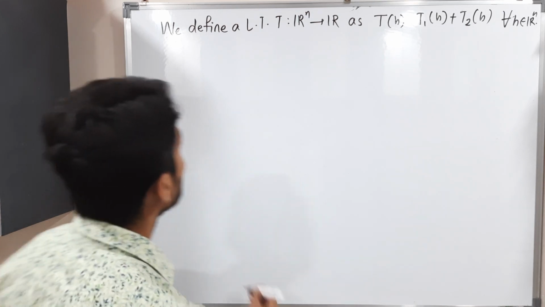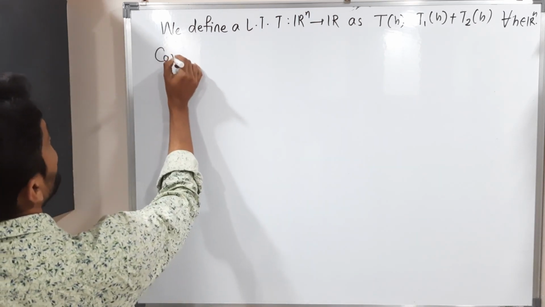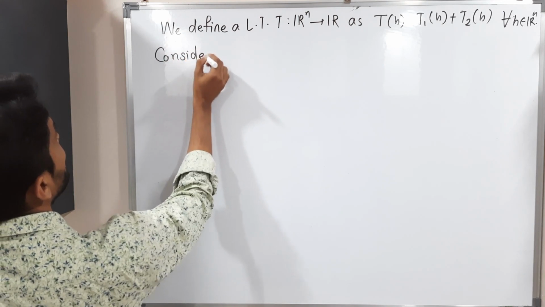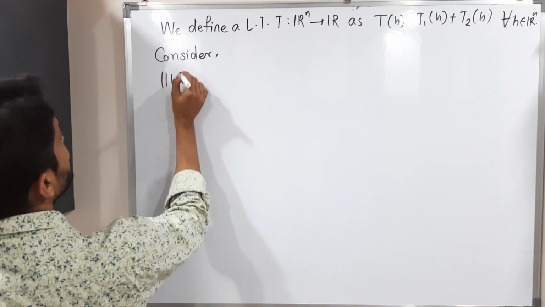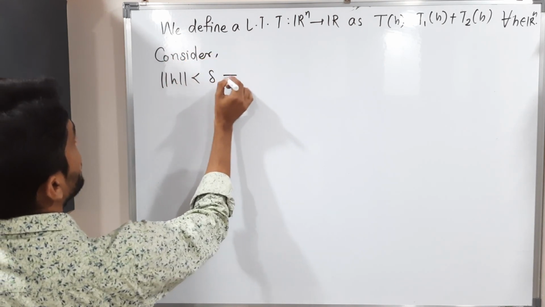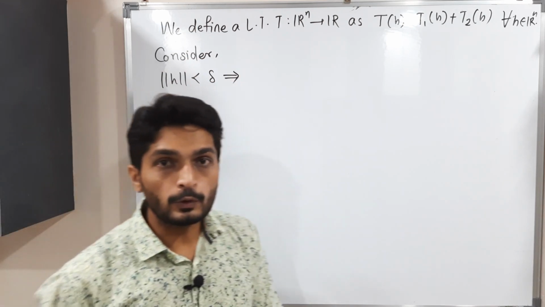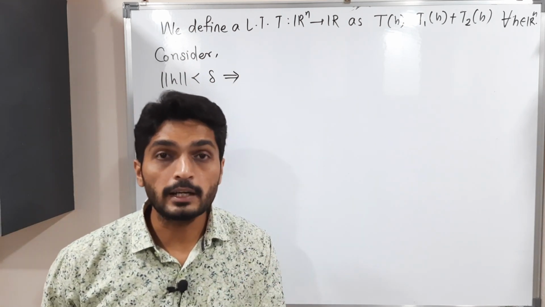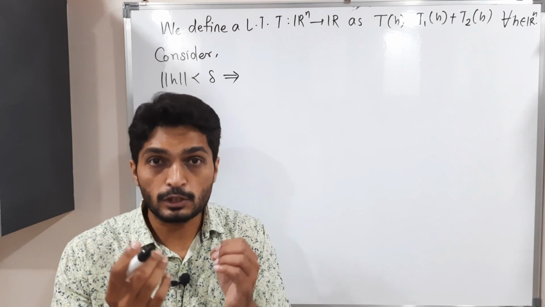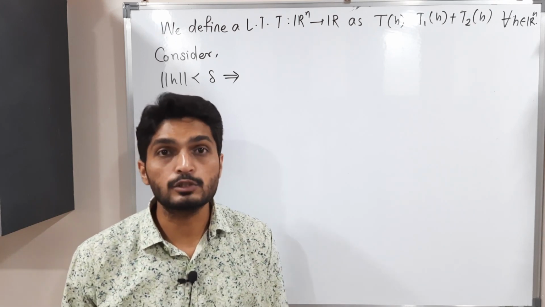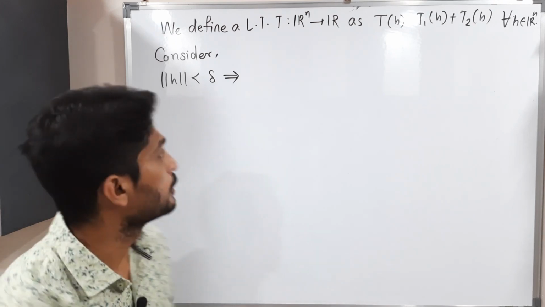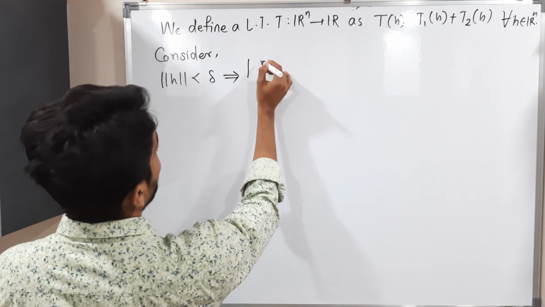So let us prove it. Consider norm h less than delta. Already I have told you delta is the minimum of delta 1 and delta 2, so expressions number 1 and 2 are both simultaneously true for this delta. Okay, so let us consider what we actually want.